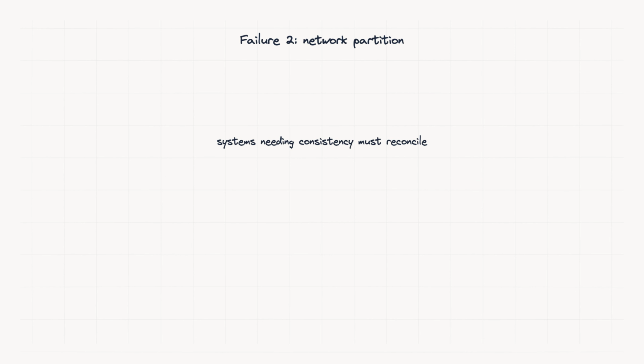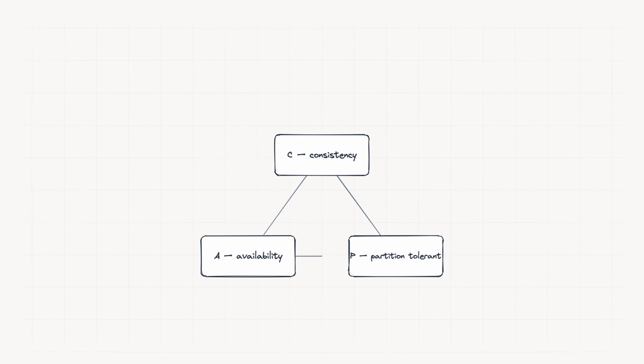Systems that need stronger consistency would have to reconcile explicitly. That's a different design trade-off. This is the CAP trade-off in practice. CAP stands for consistency, availability, and partition tolerance. The well-known result: when the network splits, you have to pick between staying consistent and staying available.